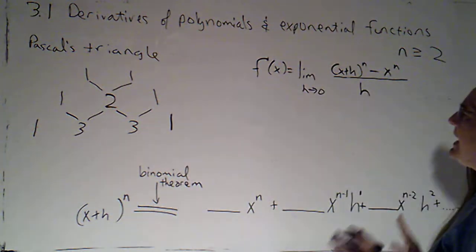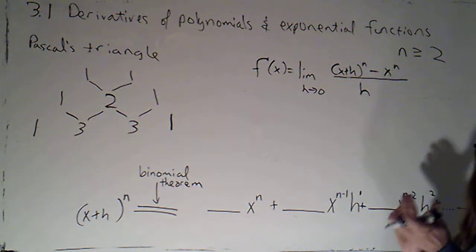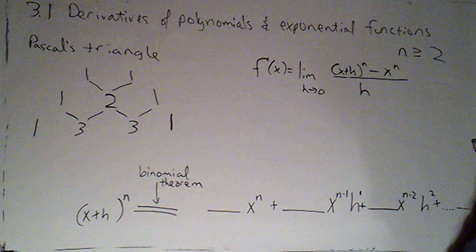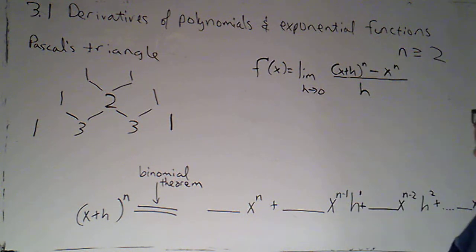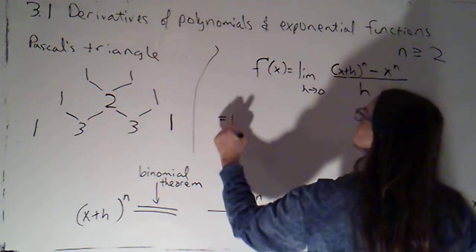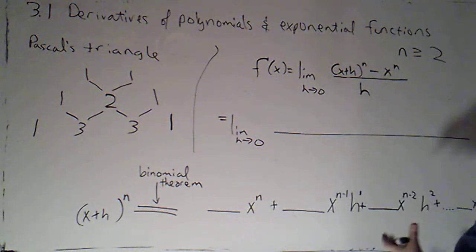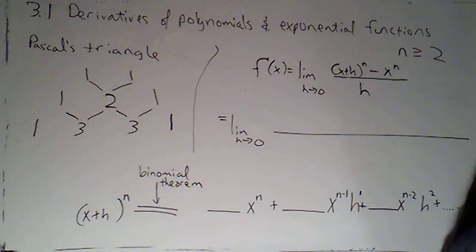Okay. Now, you might say, how does this help us? Because if we don't know what n is, we don't know how far we have to go. All right, but it still does help us, okay? Because here's what I'm going to do. I'm going to say that this is the limit as h goes to 0, and I can see the pattern for the first couple of terms.